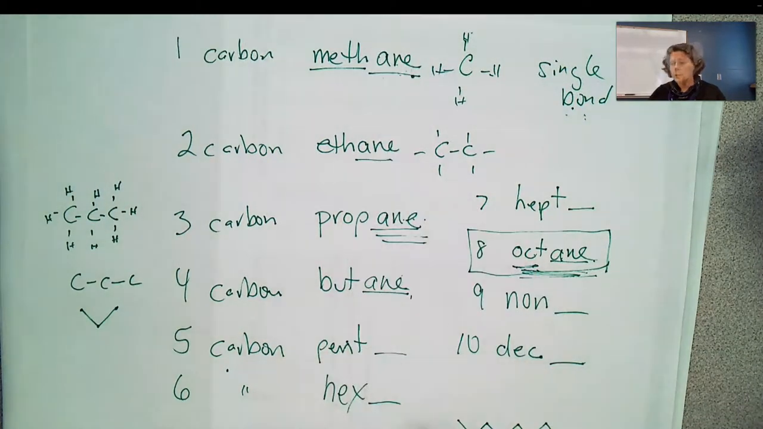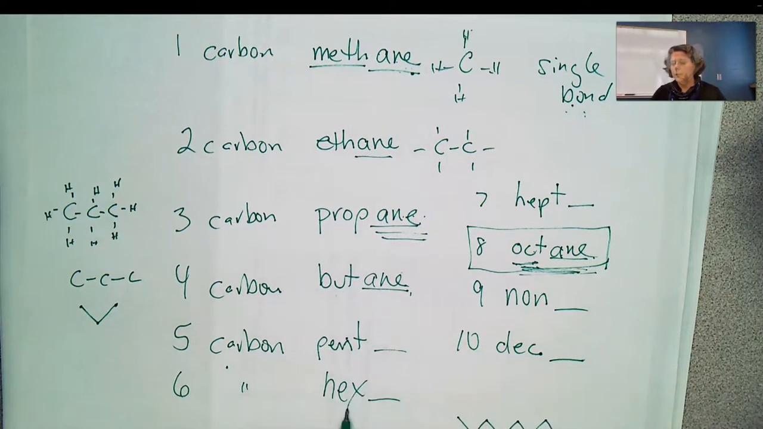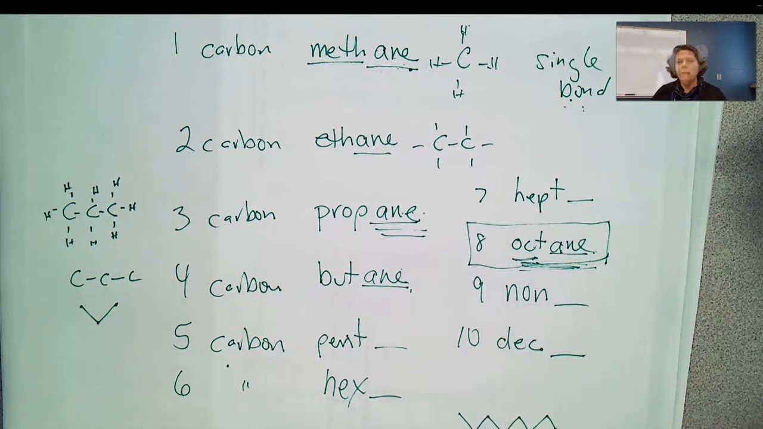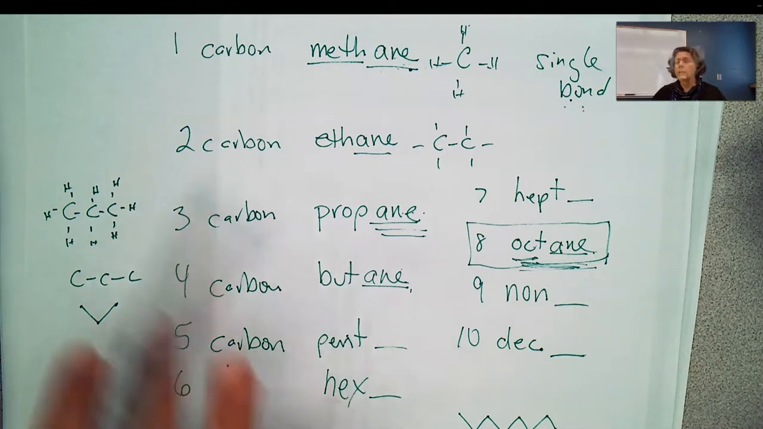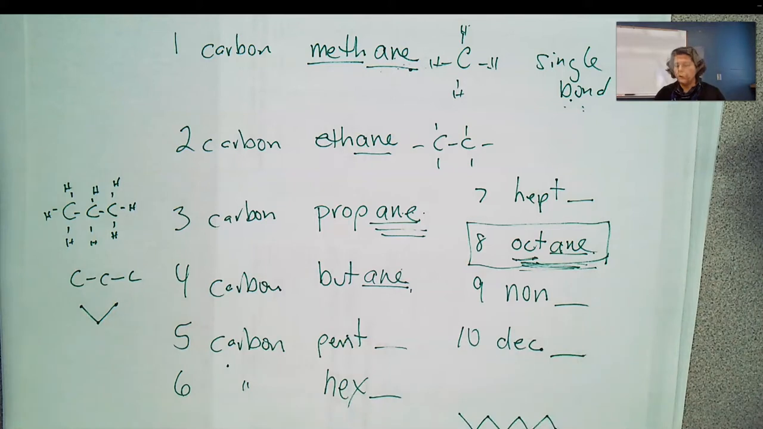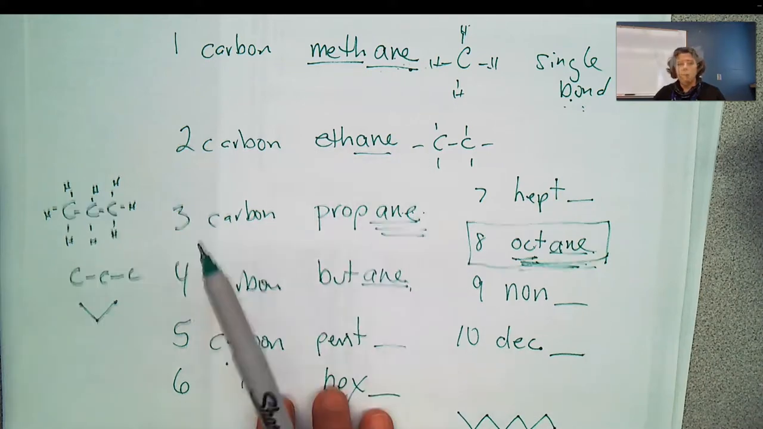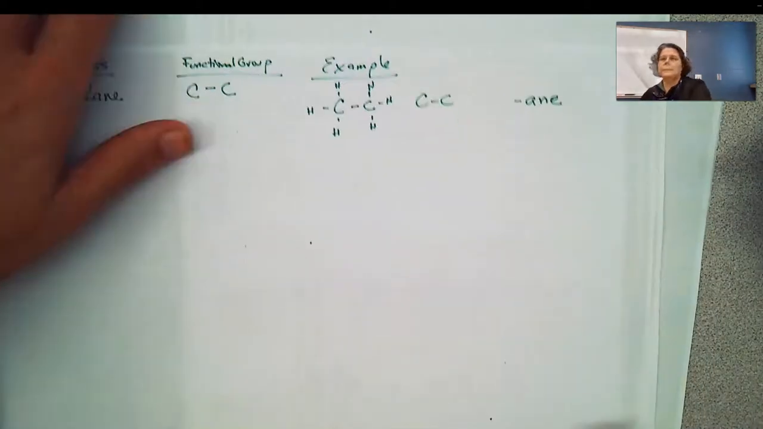But you do need to memorize these, and you should know these off the top of your head: meth, eth, prop, but, pent, hex, hep, oct, non, dec. You should know 1 through 10 off the top of your head. You should know these for exams and for just basic chemistry knowledge. This becomes really important when we start talking about organic compounds. We'll come back to octane in a little bit, but right now you need to know those. So let's go back to this.